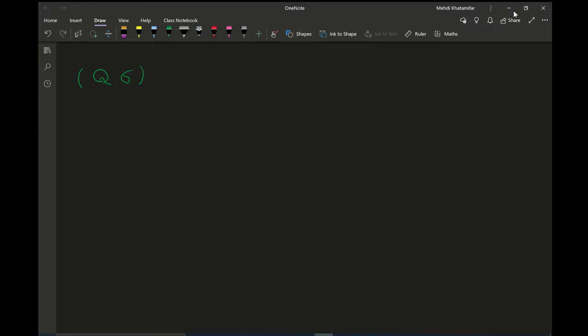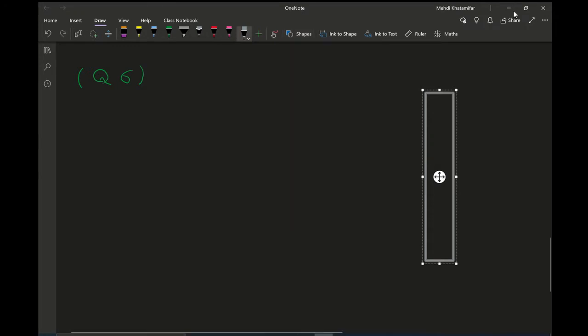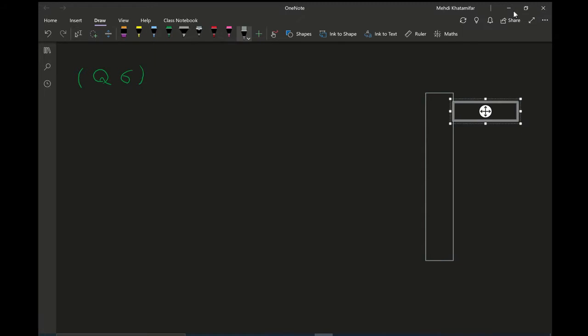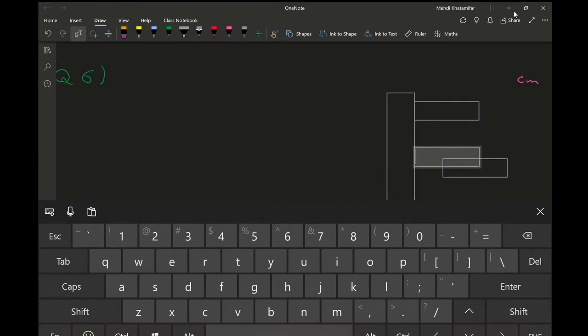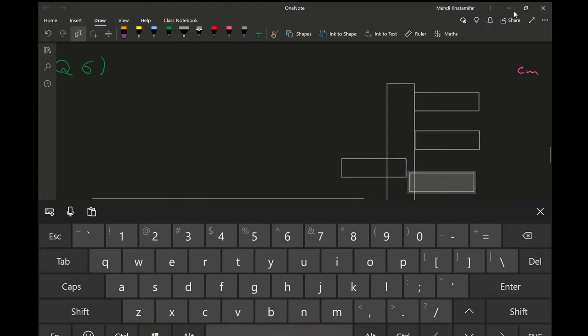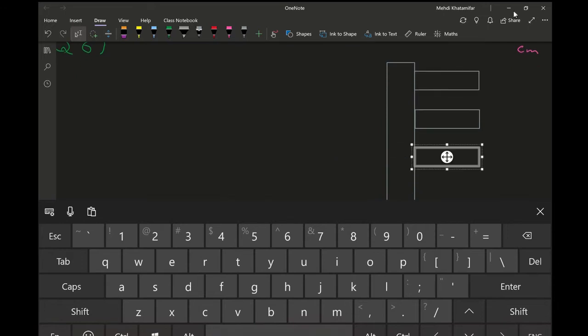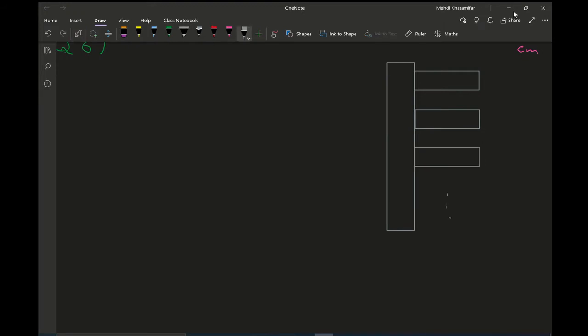So let me draw our base. This is our base. I'm drawing a 2D case. So it is going to have, for example, one fin here, another here, another here, and further more. Okay, now you can see this is our base with a few fins on it. Now I'm going to draw the dimensions we have.